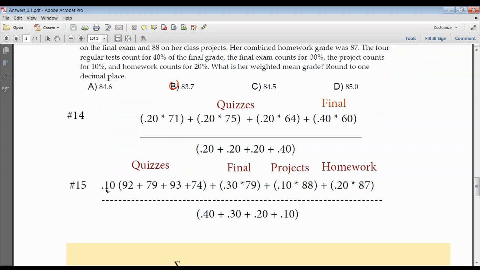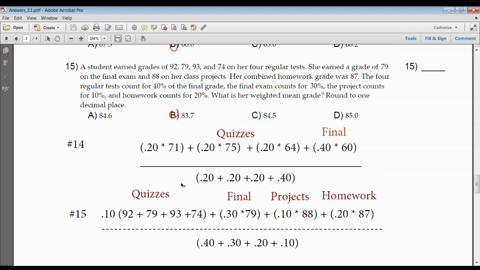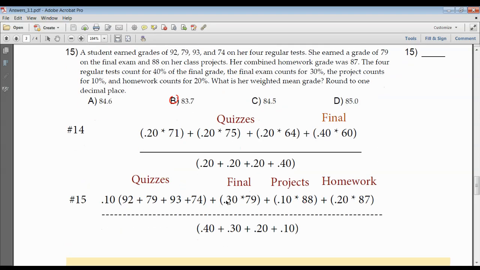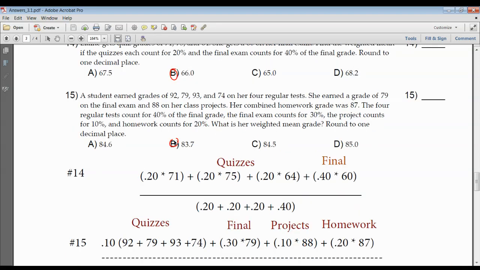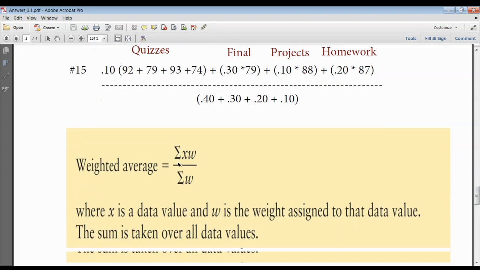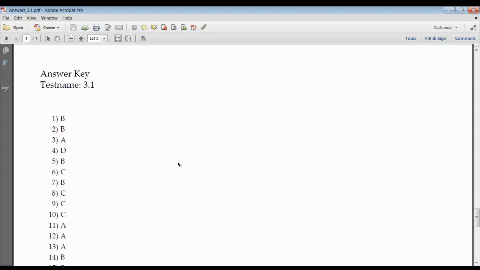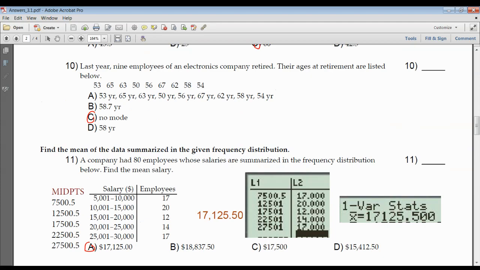So I just went a little differently. I took my 10% and then I multiplied in parentheses the sum of all the regular tests. The final was worth 30%, 0.30 times the score, plus project 10% times the score that she got, plus the homework was worth 20% times the score she received. All right, and then divided by the sum of the weights. And once again, the sum of the weights add up to be the whole number 1. If I did that all out, I came up with 83.7. All right, weighted averages, and there's the answers right there. Hope this helps.